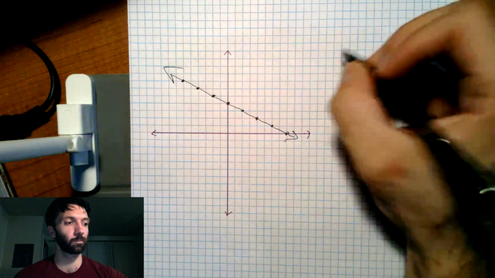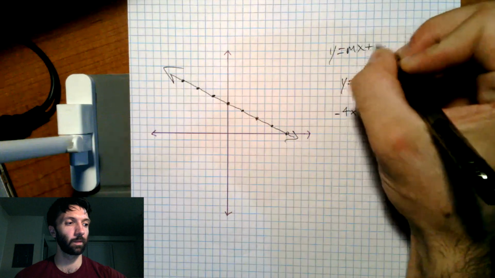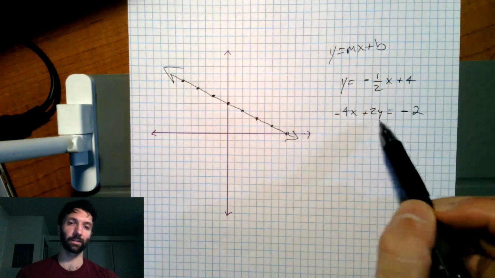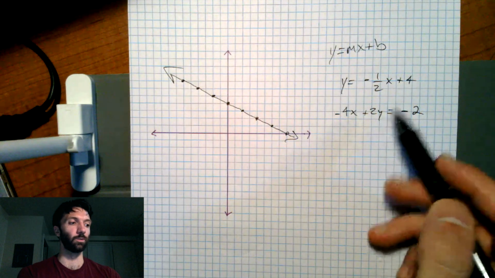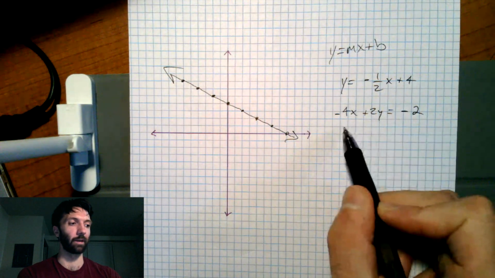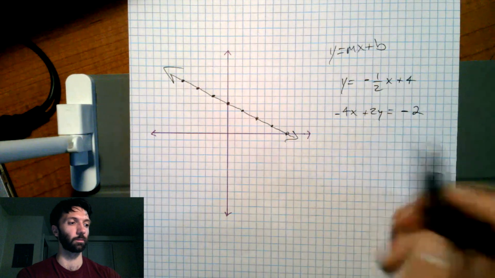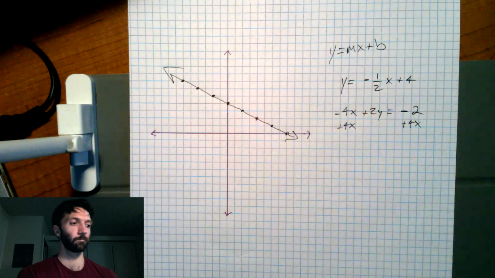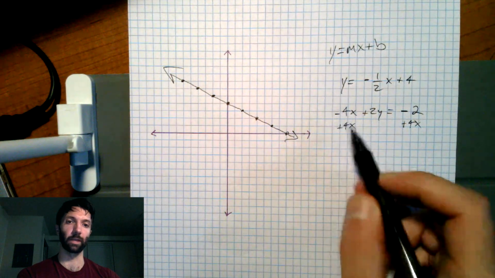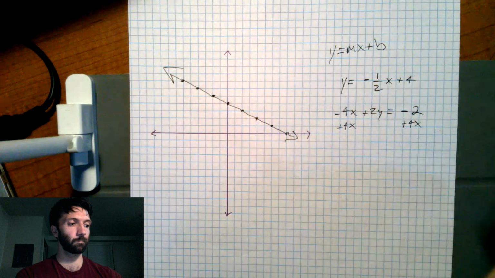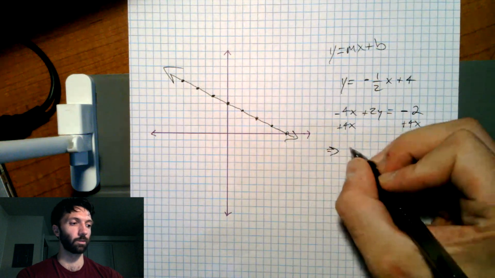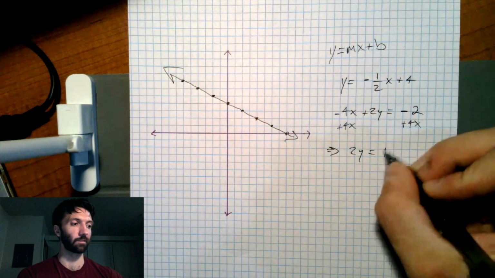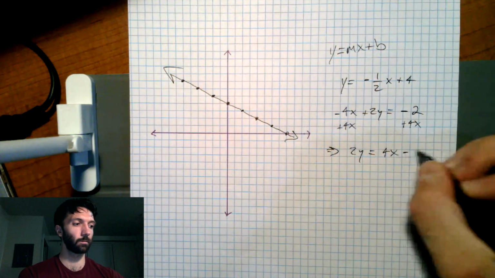Alright, so now that we have the first line graphed, I want to go ahead and get this one into slope-intercept form. So remember, that looks like this, which basically just means I need to solve this for y. I need to get y by itself. And so to do that, the first thing I'll do is add the x term over. So I'm going to add 4x to both sides so that I can cancel these x's. And so I'll be left with 2y equals 4x minus 2.